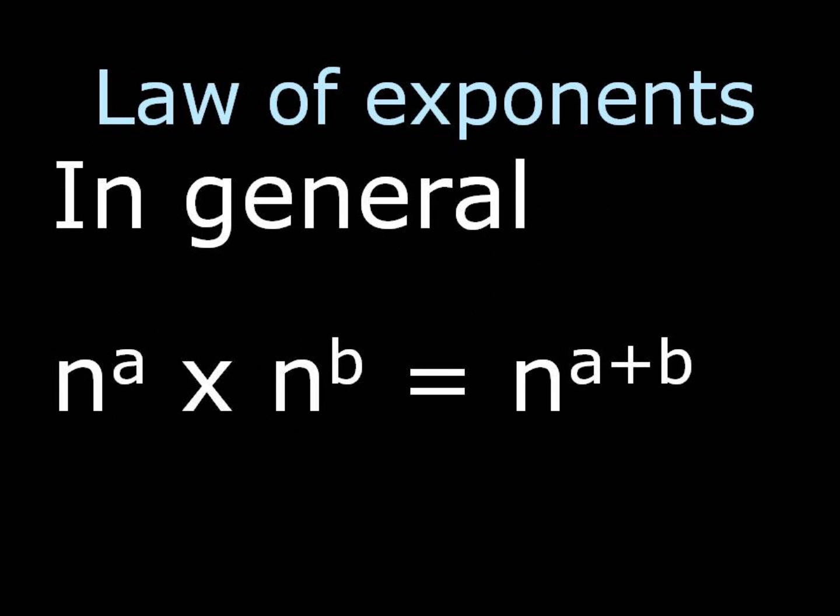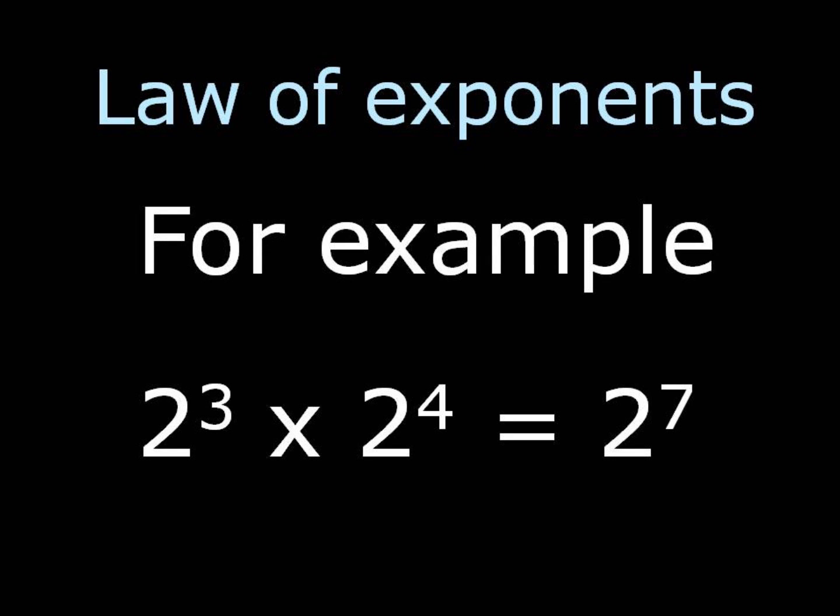That's going to work in general if we multiply together two numbers which are each of the form of some constant to a power. When we multiply them together, we can just add together each of the terms. So we have n to the power of a times n to the power of b is n to the power of a plus b. Very simple, you just add the powers. So a little example, 2 to the power of 3 times 2 to the power of 4 is 2 to the power of 7.